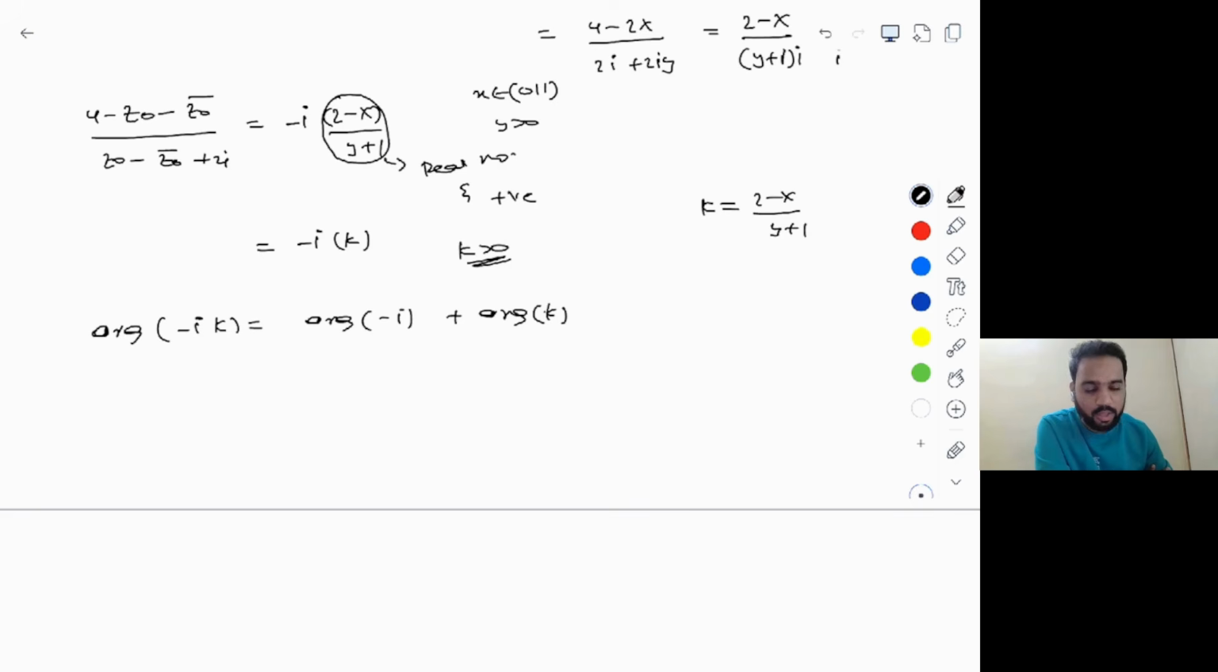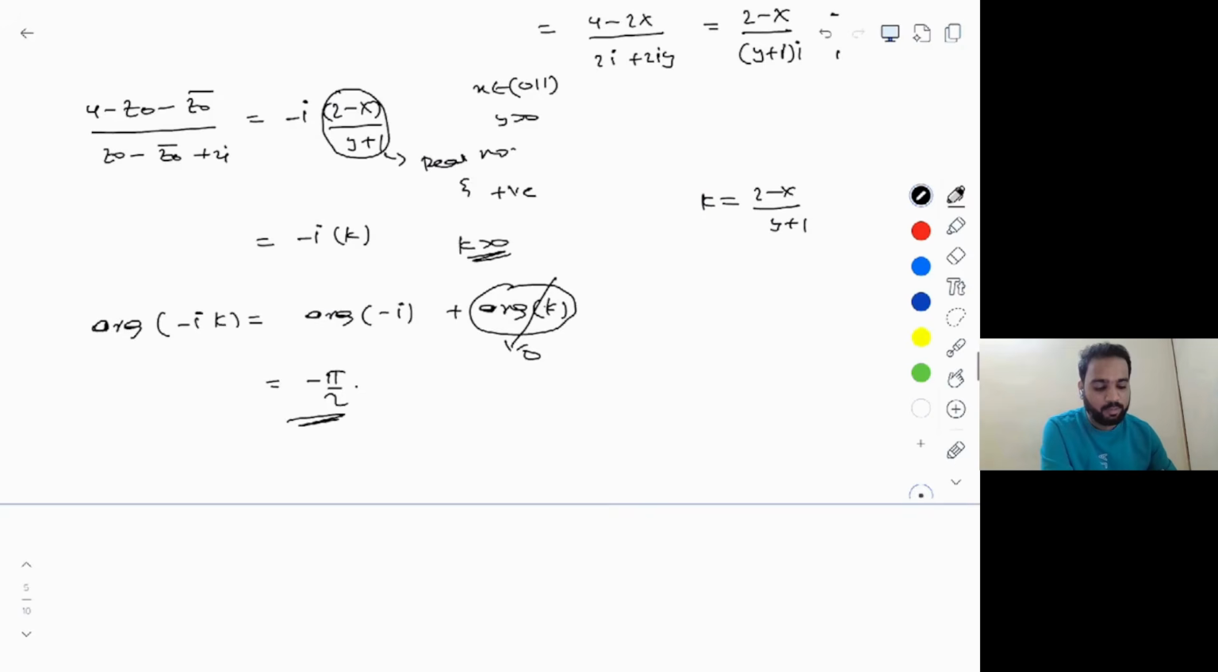But anyhow, k is a positive real number. In the last question also I told you, whenever we have the argument of a positive real number, it is always 0, right? We can take it as 0. The remaining part is only the argument of minus i. So what is the argument of minus i? Minus pi by 2. Which means the argument of the required complex number is simply minus pi by 2.